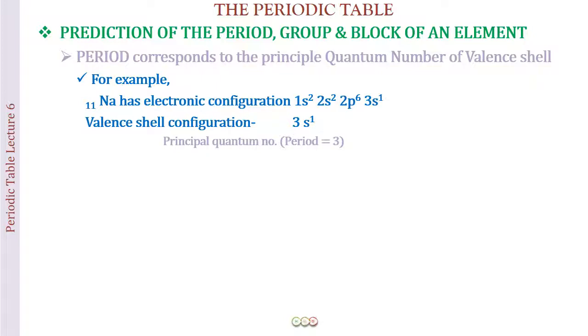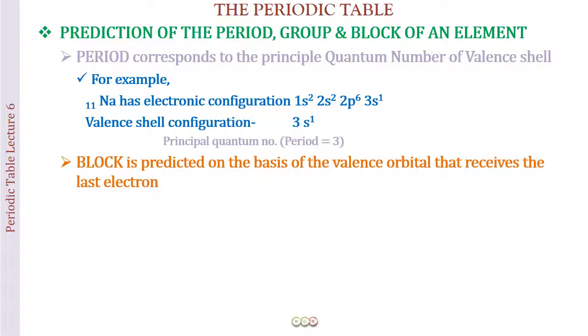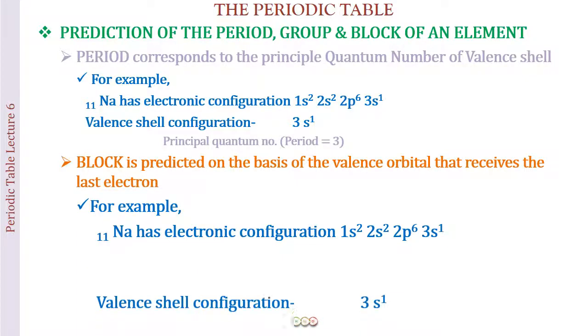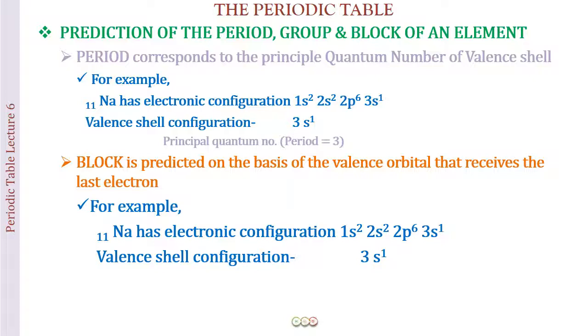Now what about the block of an element? Well, the block is predicted on the basis of the valence orbital that receives the last electron. We have devoted a whole lecture, I think, to the understanding of the blocks of various elements. So this is not going to be difficult for you. So again, the example of sodium: the valence shell configuration is 3s1. That means the last electron is entering into the s orbital. So the block for sodium is going to be s block.